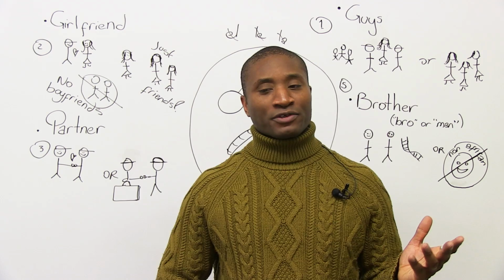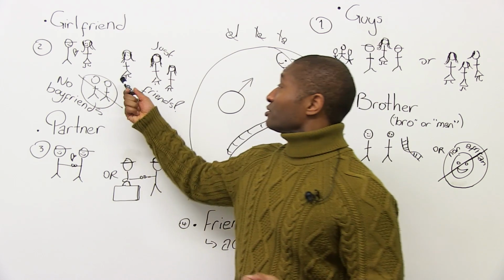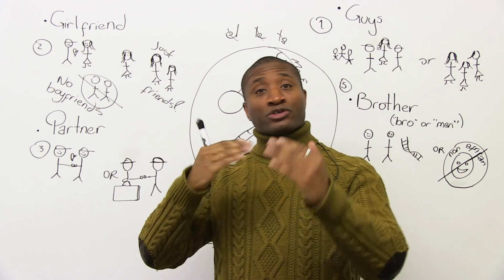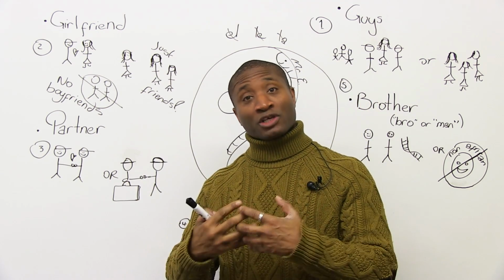And you go, what's the difference? Well, girls can say my girlfriend, and it means my female friends. It means there's no sexual or loving relationship. They're just really good friends.